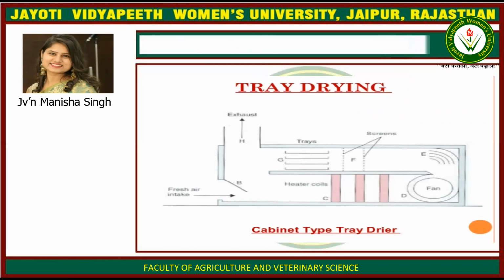This is the diagram of a tray dryer or tray drying or a cabinet type dryer. It is a cabinet, therefore it is a cabinet dryer, and there is a place for the trays, heating coils, and a fan that will rotate and blow the air, then it will pass through the trays and then exhaust. Fresh air intake, the passage for the fresh air is here. These are the screens for purifying or filtering the air.